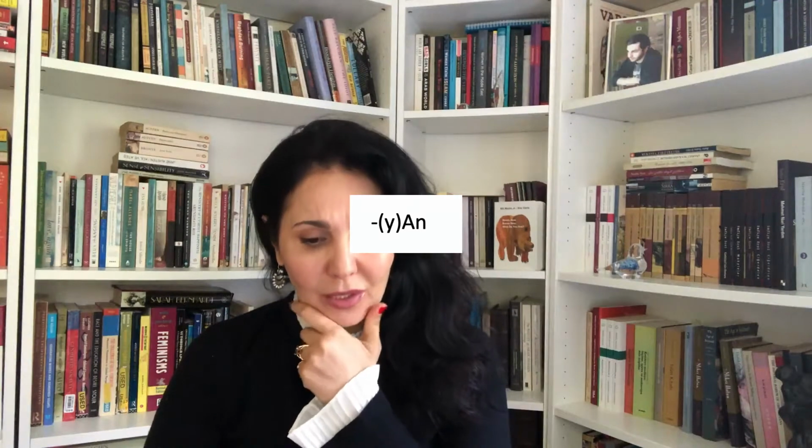So the subject-oriented relative clause suffix is -yan. The y is a buffer, and the an changes according to vowel harmony. Okay, and it's attached to the verb, and it's used to modify the subject. All right. So I will explain with an example as always.